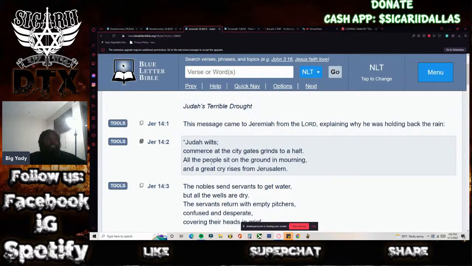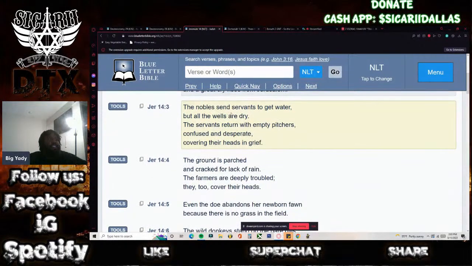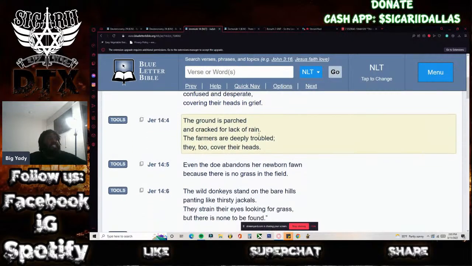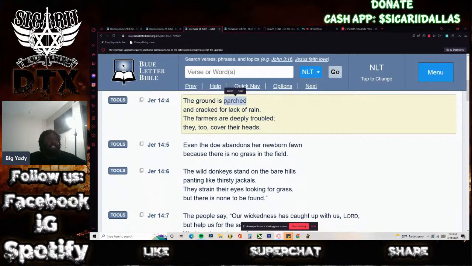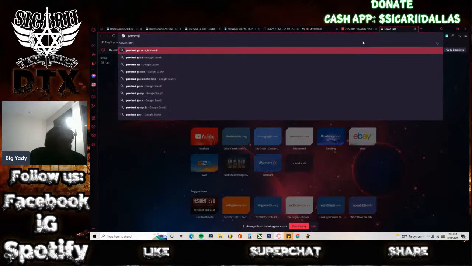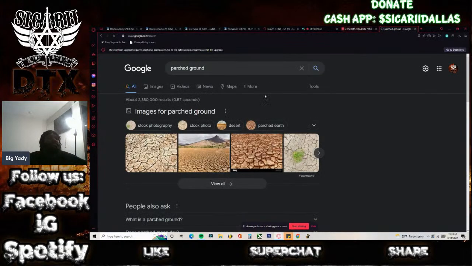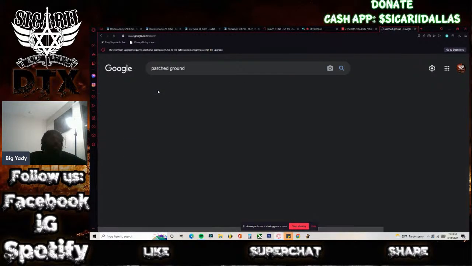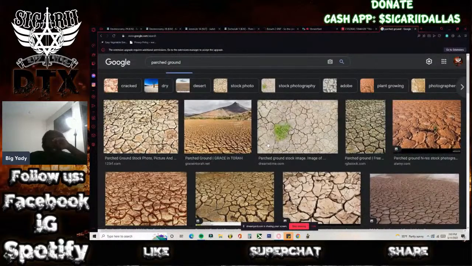It says all the people sit on the ground in mourning, and a great cry rises from Jerusalem. Let's see. It says the nobles sent servants to get water, but all the wells are dry. The servants return with empty pitchers, confused and desperate, covering their heads in grief. The ground is parched. Let's see what parched ground looks like. This is what the land was looking like. This is Deuteronomy chapter 28, verse 24. This is what the ground was looking like.